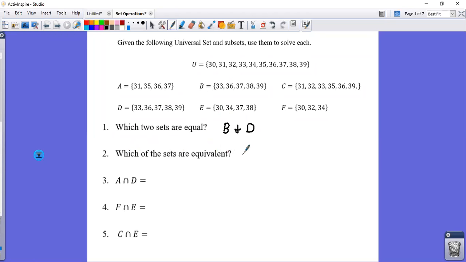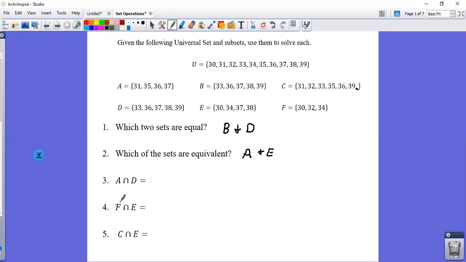Equivalent sets are just sets that have the same number of elements. So you have 1, 2, 3, 4 elements in A, 4 elements in E. So A and E are equivalent sets. They'd be the same size, so they'd have all the same number of subsets and stuff like that. Are there any others? Well, of course, B and D, but B and D are equal, but they would also be equivalent. That comma shouldn't be there, typo.